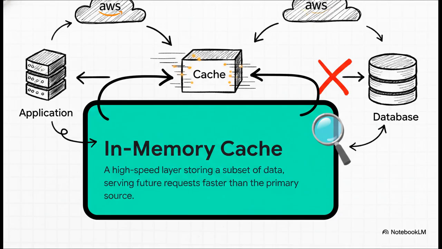So an in-memory cache is basically a super fast middleman. It sits right between your application and your database, and it holds onto the data that gets requested all the time, keeping it right there in RAM. What does this mean? It means for all those common requests, you get to skip that slow, expensive, and repetitive trip to the database completely.